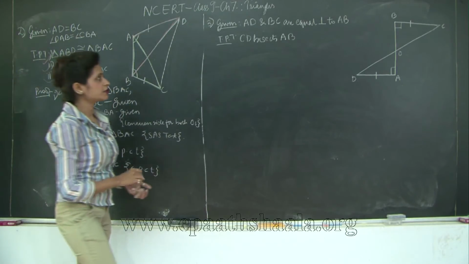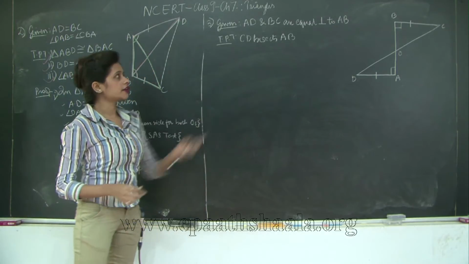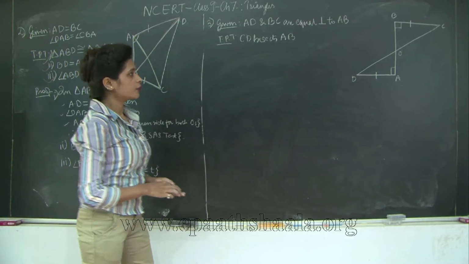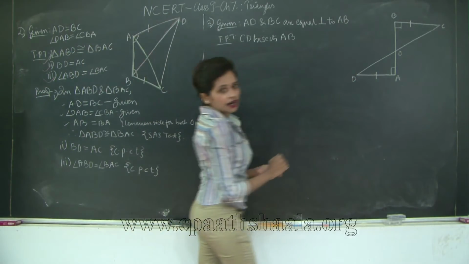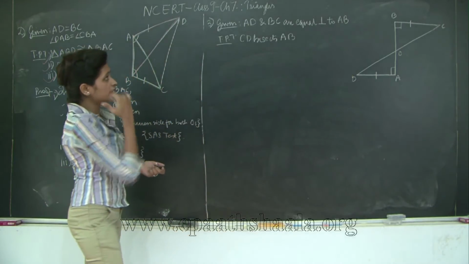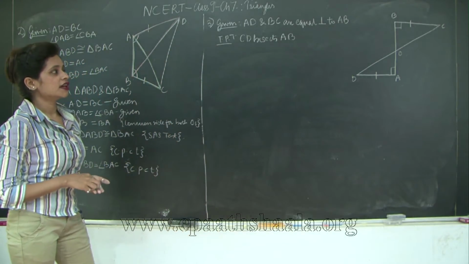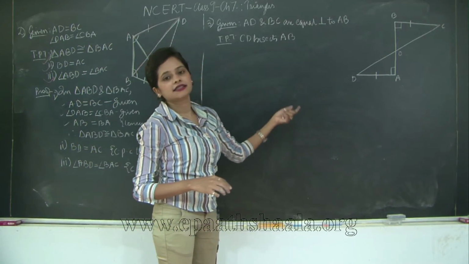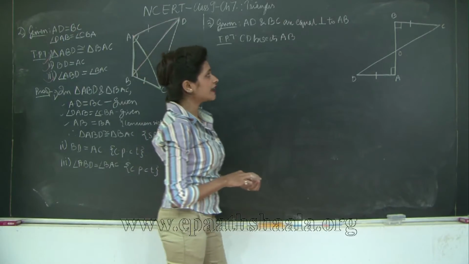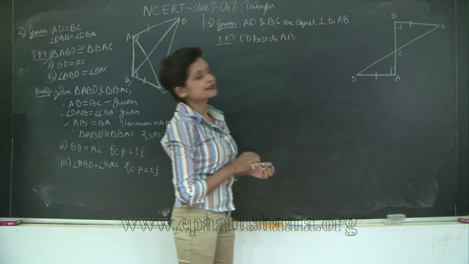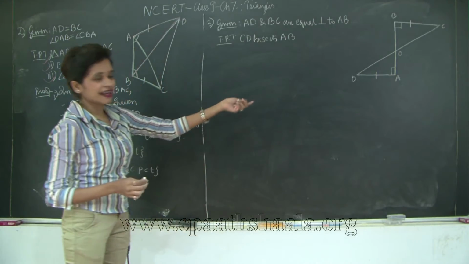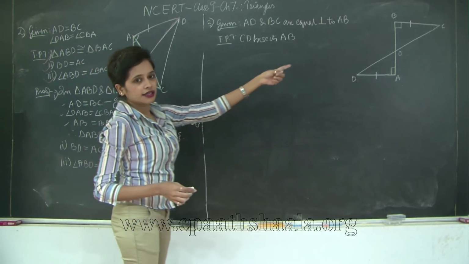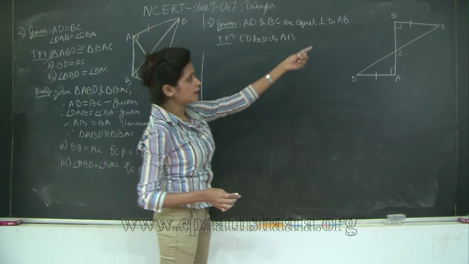Let us move on to question number 3. We have the given figure, AD and BC are equal perpendiculars to AB, which implies AD and BC are equal. We need to prove that CD bisects AB. CD bisects AB means AB is getting bisected by CD. So, which means we have to prove that OB is equal to OA or BA is equal to AO, right, which is nothing but that O is the midpoint of AB. So, we need to prove that either O is the midpoint of AB or OB is equal to OA.